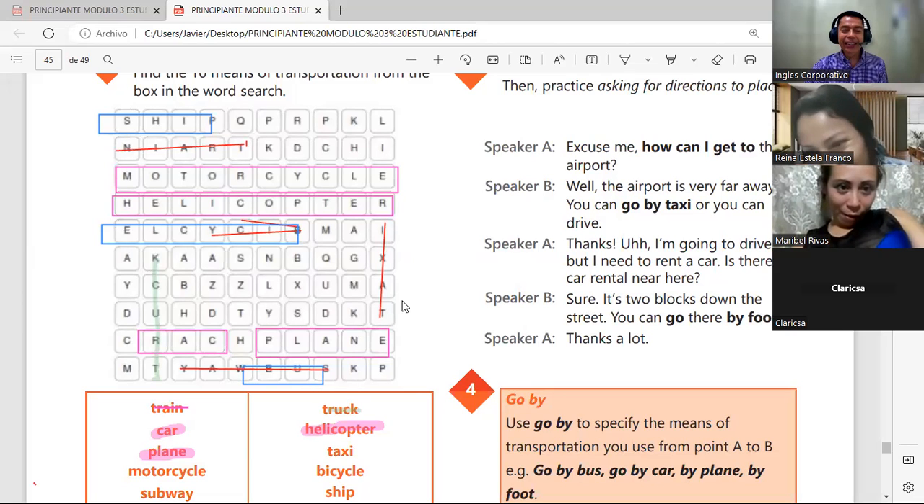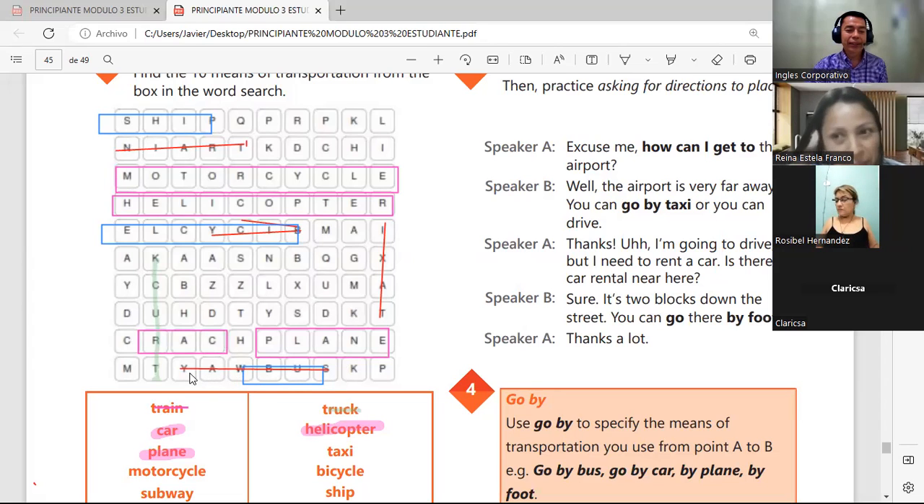Let me see. Taxi, plane, subway, subway. Y este que es truck. Helicopter, motorcycle, train, ship. Okay. Solo me falta, quiero el motorcycle, y está subway, truck, taxi. Bicycle, sí, está, ¿verdad? Bicycle. Bueno, aquí está. Bueno, vamos a leerlos. Mirna, ajá. Elmer, thank you, Elmer. Good, ahí estamos. Muy bien, chicos.